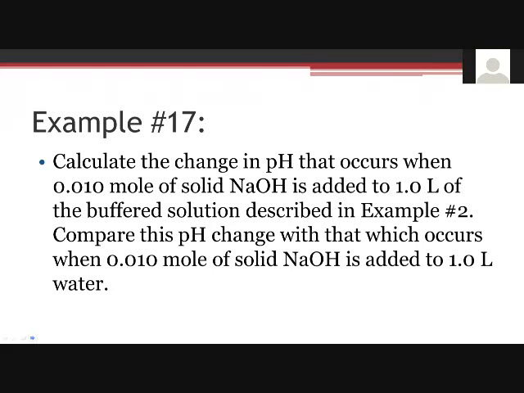So we are going to have to do 2 situations. One when it's just with pure water, and one when it's in this buffered solution. And then to find the change that it's asking us to solve for, this pH change, we would have to subtract the 2 pH values to get what that change is.